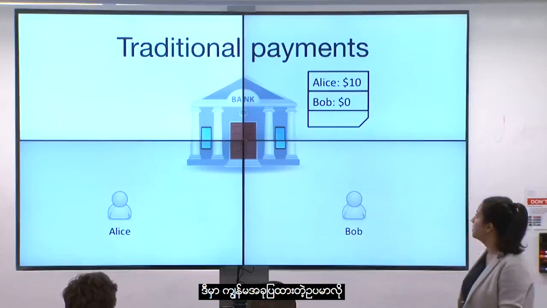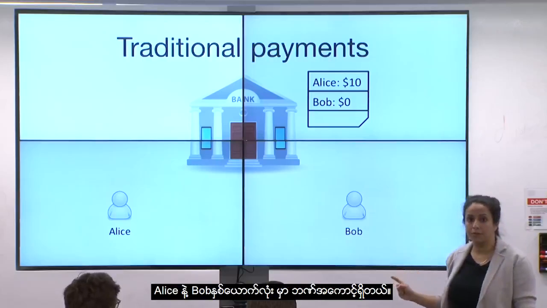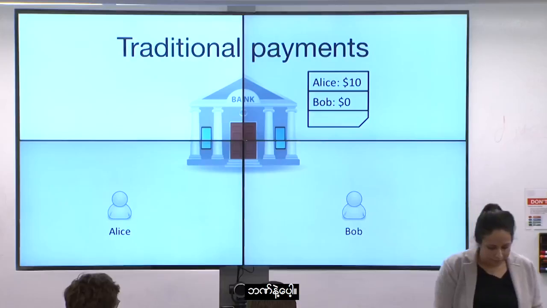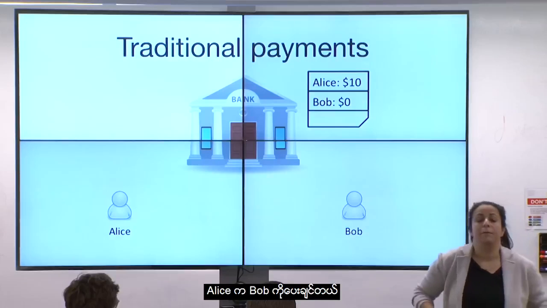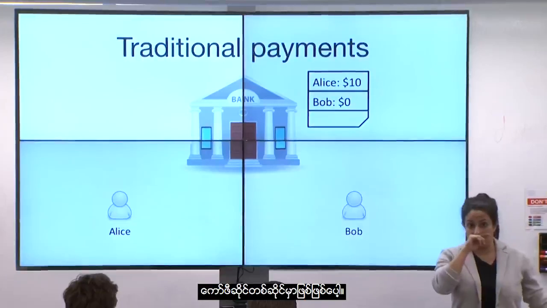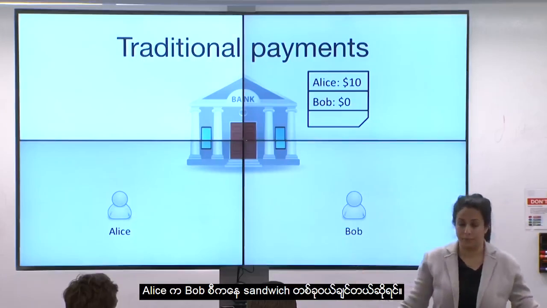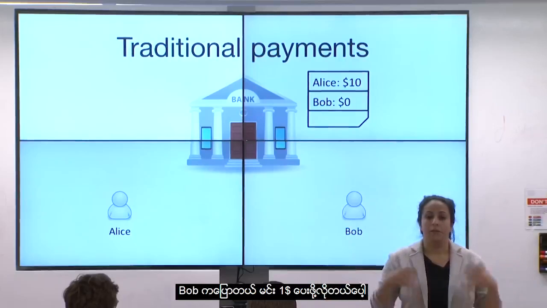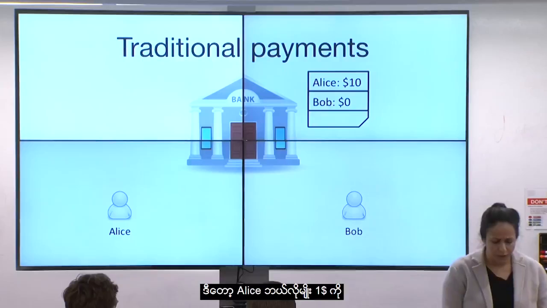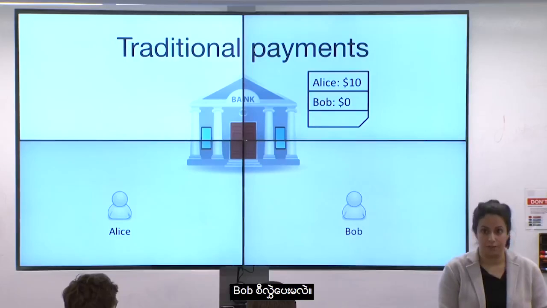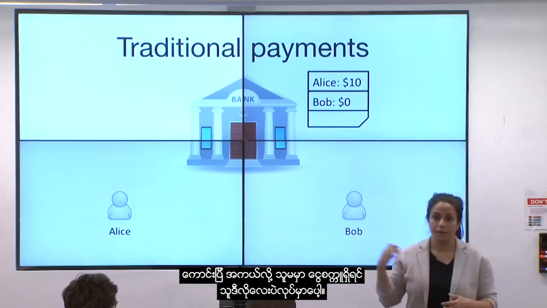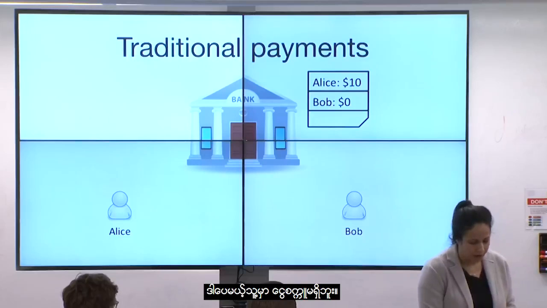And so the way that I've set up this example right now, Alice and Bob both have bank accounts. Alice has $10 with the bank, and Bob does not have any money with the bank. So let's say that Alice wants to pay Bob. Let's say that Alice and Bob have gotten together. Maybe they're in the same coffee shop, and Alice wants to buy a sandwich from Bob. And Bob says, okay, you need to pay me $1. If you give me $1, then I'll give you this sandwich. So how can Alice do this? How can she transfer $1 to Bob? Well, if she had a paper dollar, she could just do that, right? But let's say that she doesn't have a paper dollar.